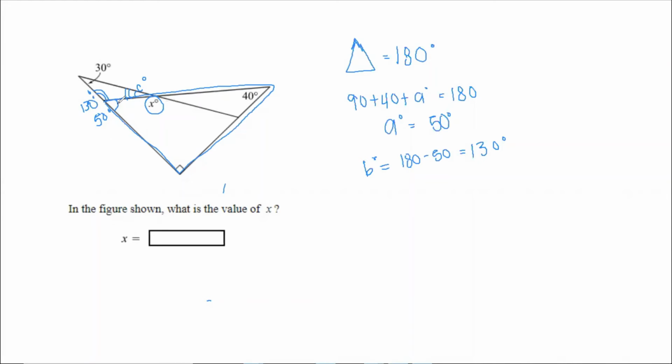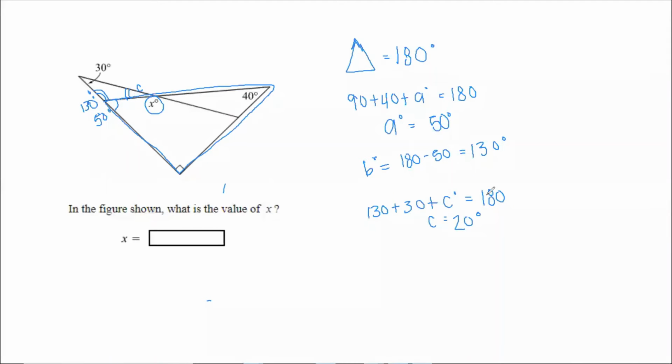Perfect. All right, so now we're back to where we were. We have 2 angles in a smaller triangle. So I'm going to put 130 plus 30 plus angle C equals 180. So 180 minus 130 minus 30 equals 20. So C equals 20 degrees.